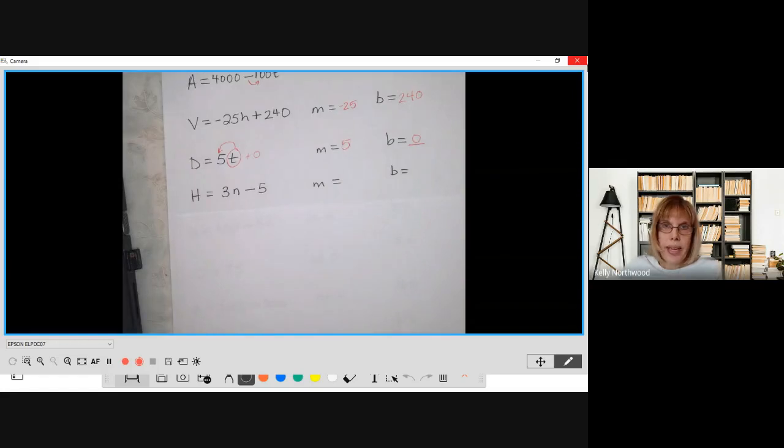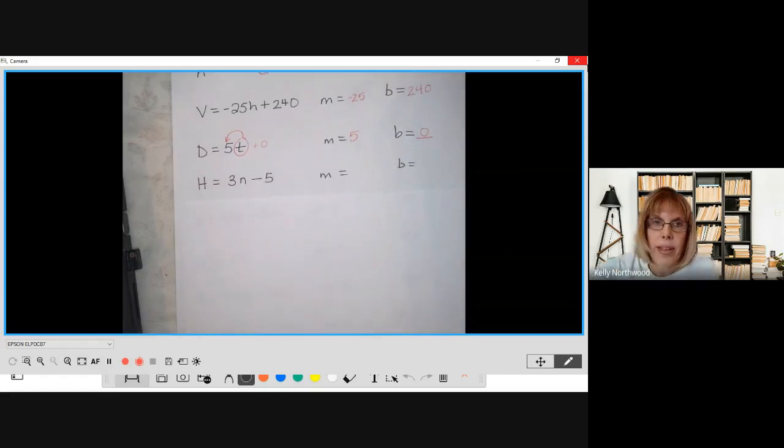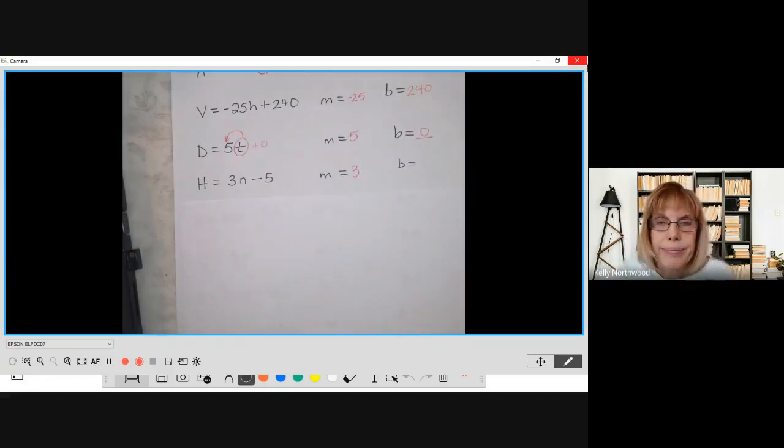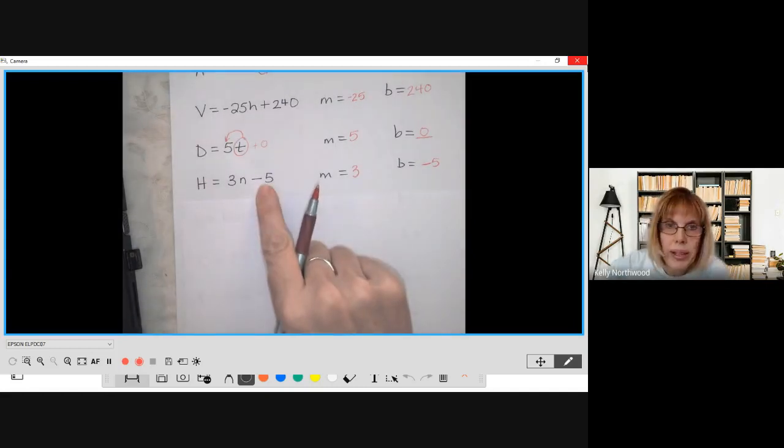H equals 3n minus 5. What would be m? 3. 3. And what would be the b? Negative 5. Negative 5, awesome. So b's can be negative as well, okay?